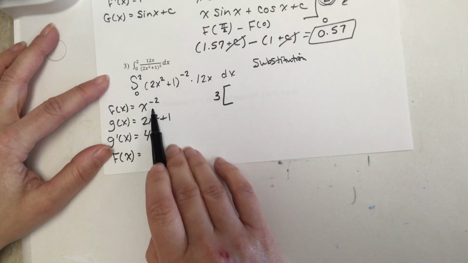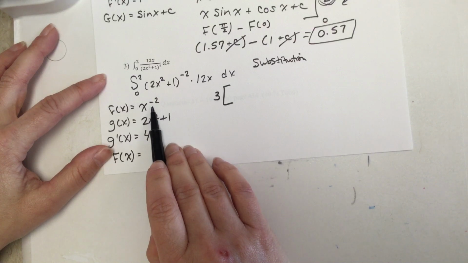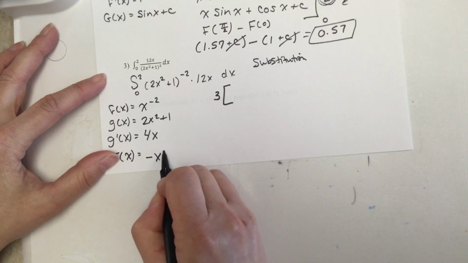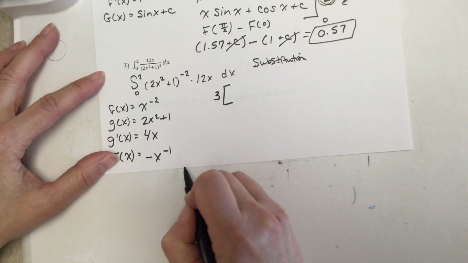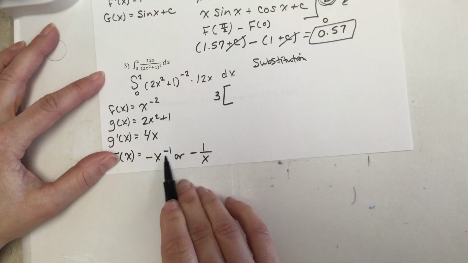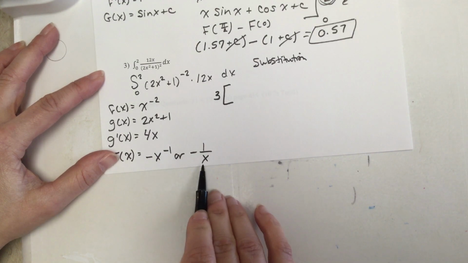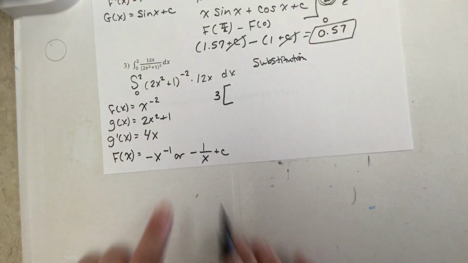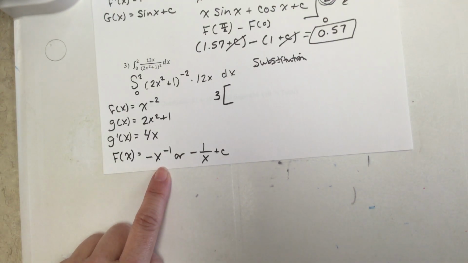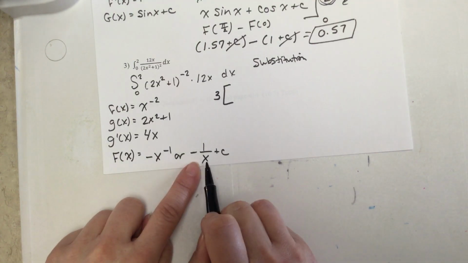Now, antiderivative. Antiderivative of f of x. It's negative 2. If you add 1, it's a negative 1. Divide by a negative 1, so it's negative x to the negative first power. Or, if you like, you can go negative 1 over x, so that means you have 1x on the bottom, plus c. Either way is totally fine. So it's whatever you are more comfortable with. Okay, I'm going to go ahead and use this one.